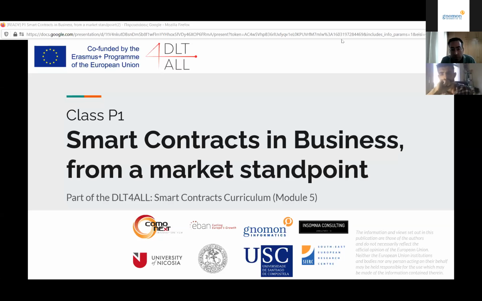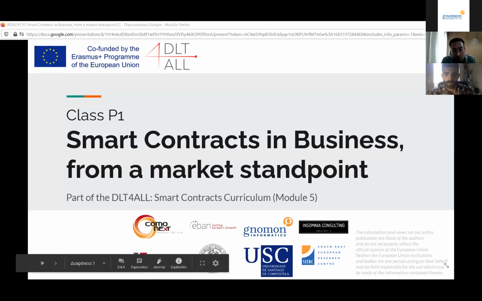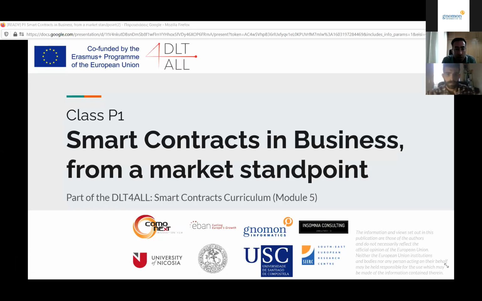on a series of online events which take place under the DLT4ALL project, which is an Erasmus Plus funded project, and we'll be focusing on various aspects of blockchain, from technical matters such as smart contracts as today, and peer-to-peer databases to more practical aspects such as dApps, digital identities, and DAOs.